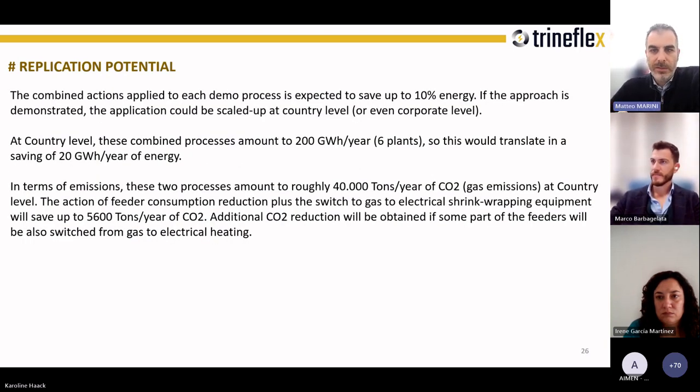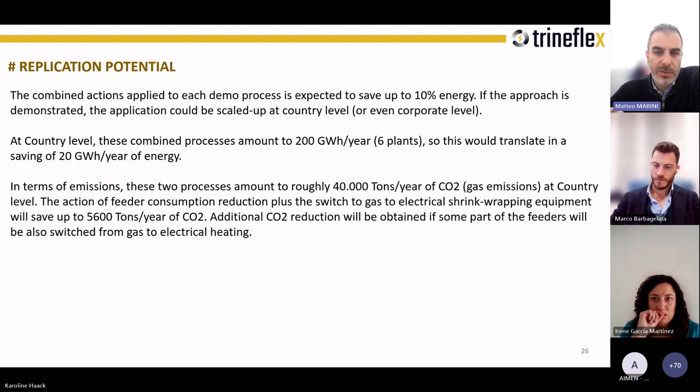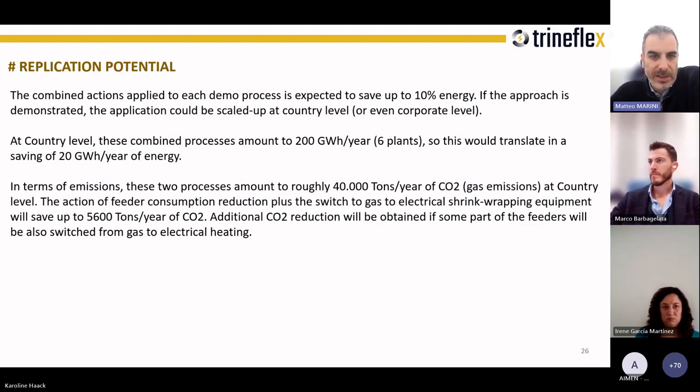So what potential do all these actions have? All these combined actions are expected to save up to roughly 10% of energy, working on the process efficiency. And if this approach is demonstrated at pilot level, so in the plant that we have selected for our pilot, it can then be scaled up at country level or even at corporate level. So what kind of saving are we talking about? For the processes that we are taking into account at country level, we consume up to 200 gigawatt hours per year. So saving up to 10% of energy will translate into saving 20 gigawatt hours per year of energy.